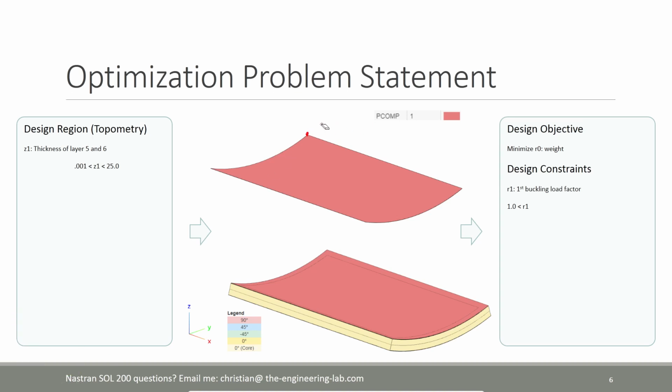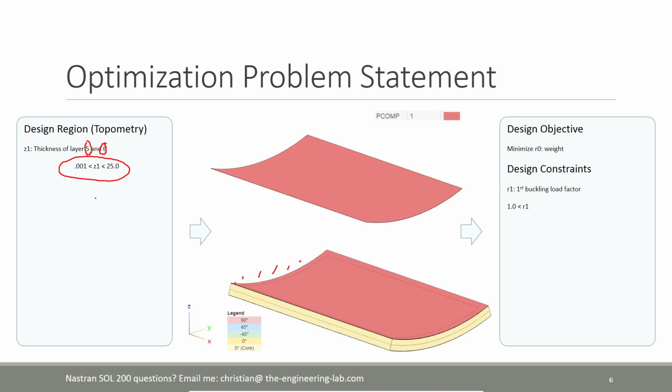And here for this problem statement, let's discuss what we have. So we're going to let the entire core vary in thickness. So we're going to say that for layer 5, and since it's symmetric, it's going to automatically update layer 6. We're going to let the thickness vary for each individual element. And we're going to let the core vary between very small values of 0.001 millimeters and 25 millimeters. Now, 2 comments about this.